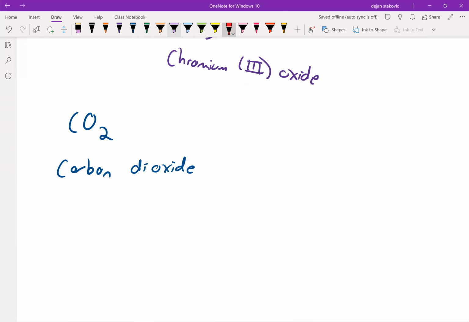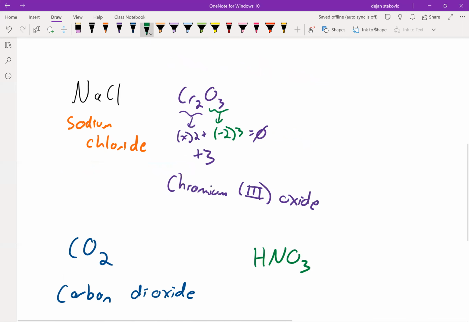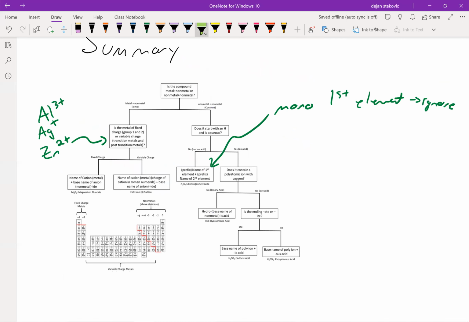Next up, let's take a look at HNO3. So first question, is it metal and non-metal or is it two nonmetals? It's a bunch of nonmetals. So we have a covalent bond here. Does it start with an H? Yes, it does indeed start with an H, which means that it's an acid. Does it contain a polyatomic ion with oxygen? Yes, it does indeed. So it's an oxy acid.